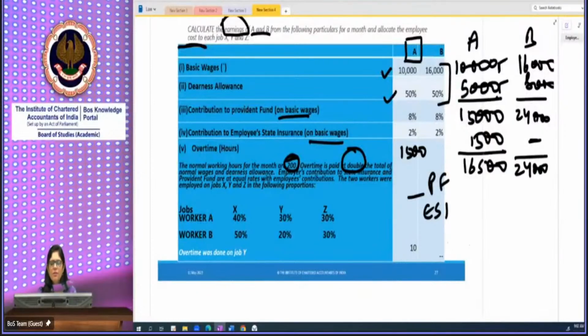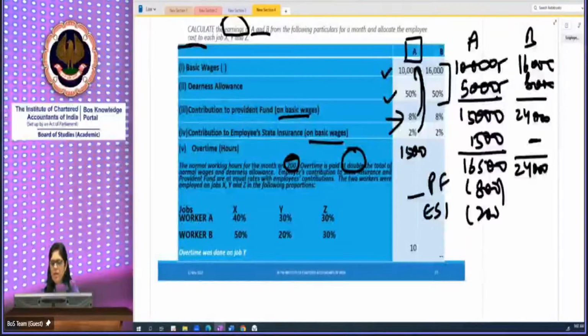All right. Now deduct PF and ESI. 8% of basic wages, 800. 8% of basic. All right, ESI also on basic, 2% of basic, so 200. That comes to the earnings. When we calculate the earnings, we have to take total wages minus PF and ESI contribution of the employee. Employee contribution to PF and ESI will be termed as a deduction.